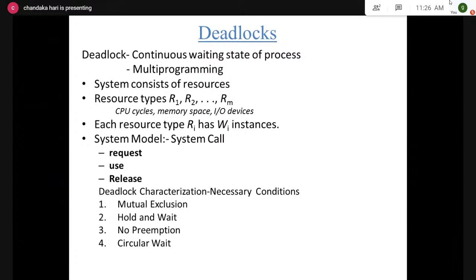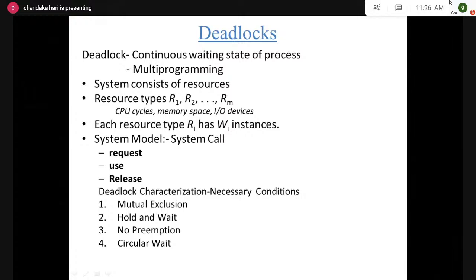Coming to the first very important definition of a deadlock: a continuous waiting state of a particular process is known as deadlock. This is the first definition of a deadlock.